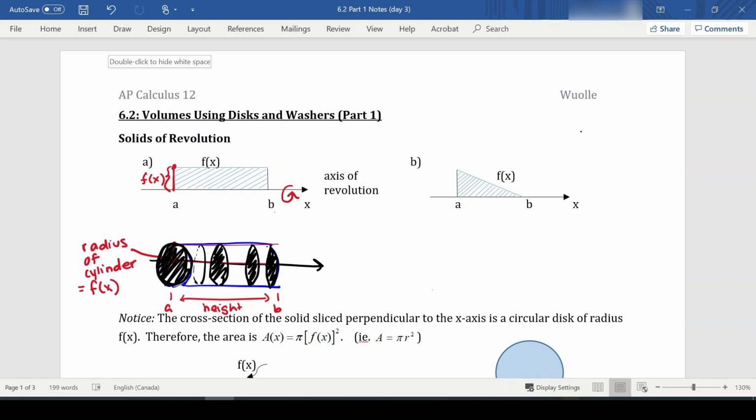Note that the cross section of the solid is sliced perpendicular to the x-axis. We call this a circular disc. It has a radius of f of x. So the area of one circle would be pi times f of x squared, which would be pi r squared. So again, the important part here for when we get to future lessons is that the cross section of the solid is perpendicular to the x-axis.